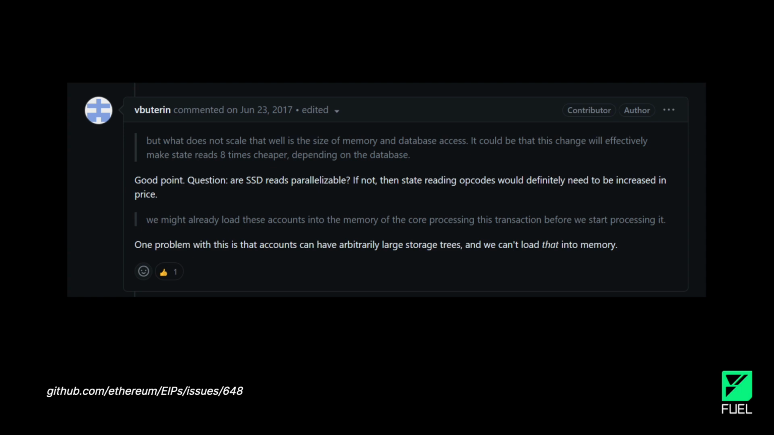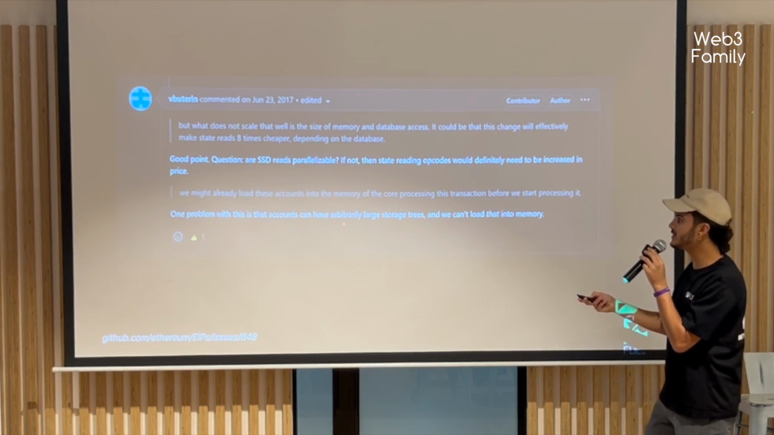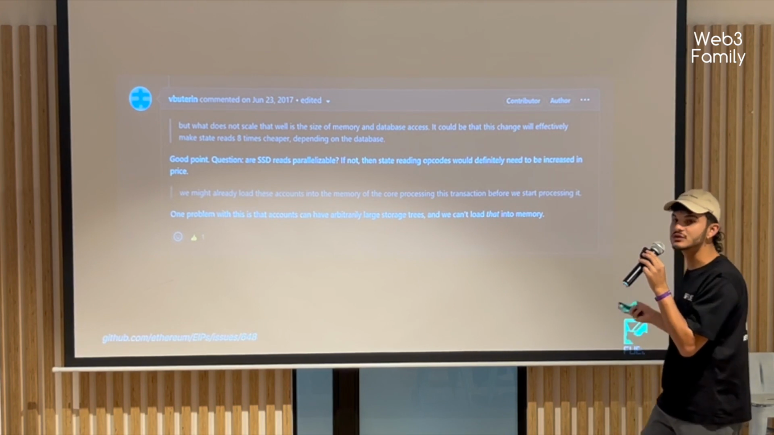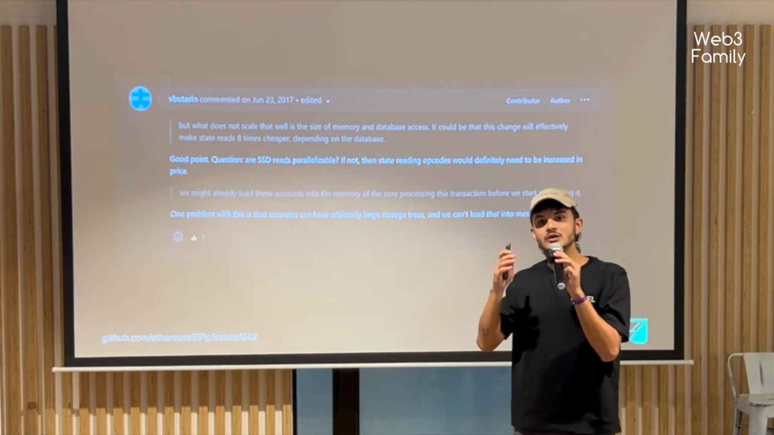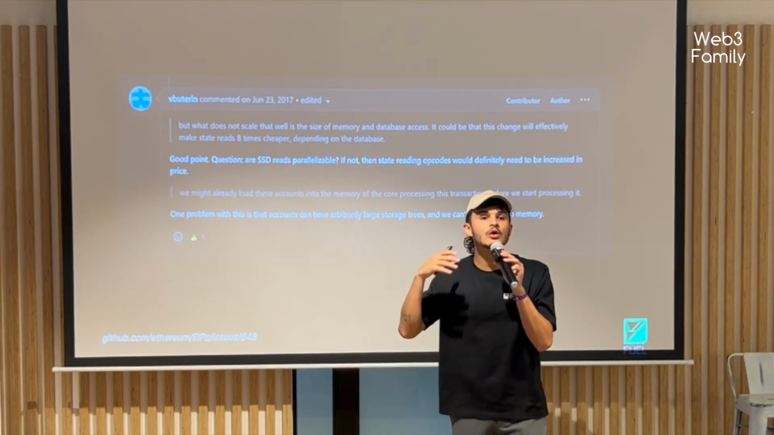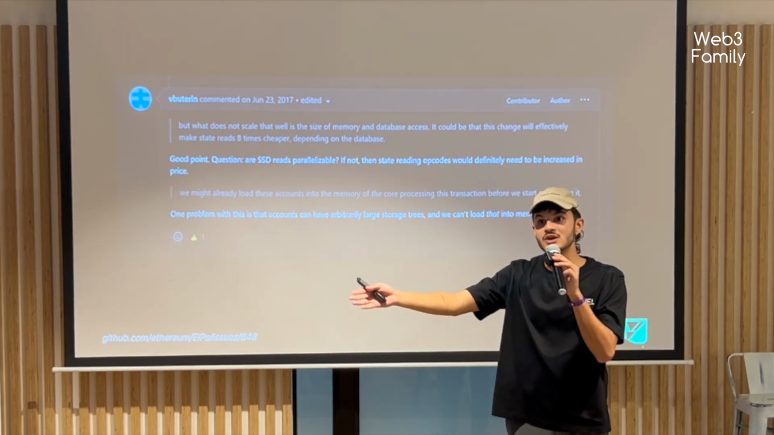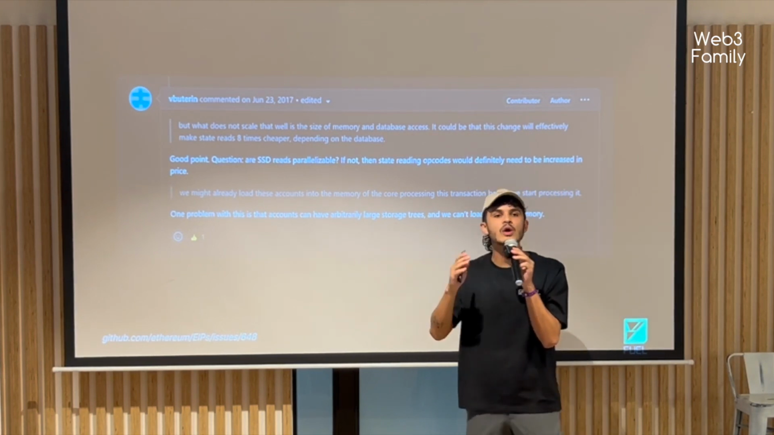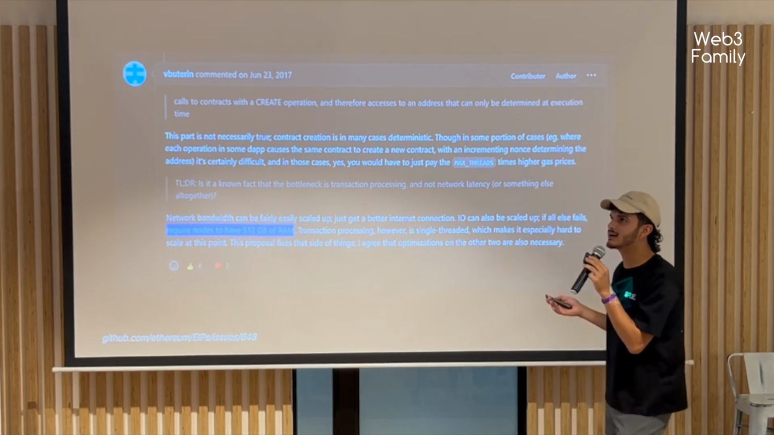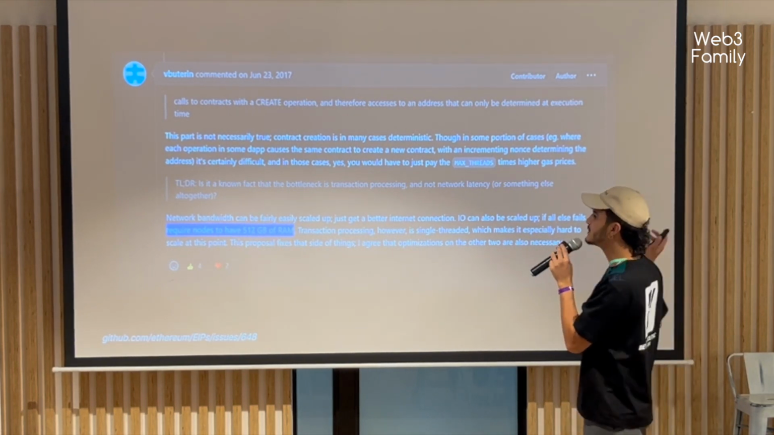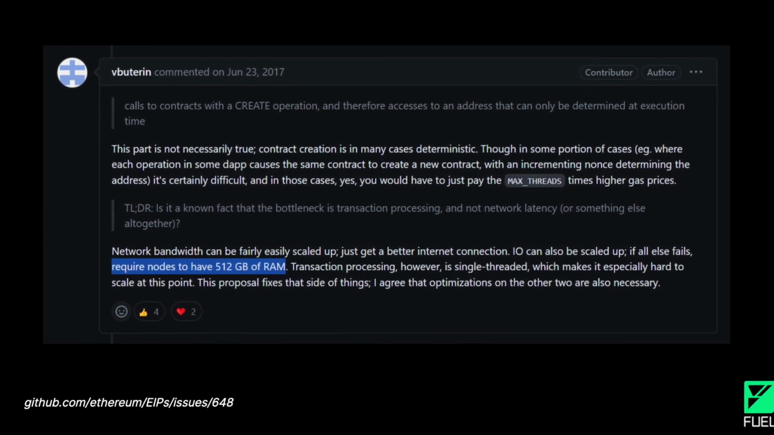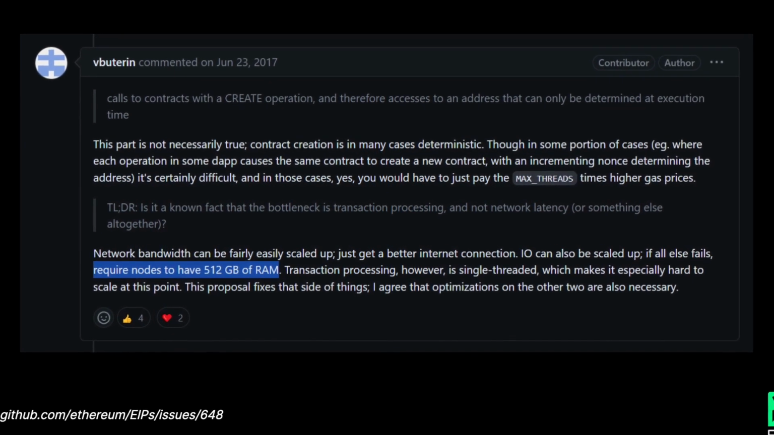One problem with these accounts is that accounts have arbitrarily large storage trees, and we cannot load that into memory. As you might see, when you are trying to validate Ethereum state, you have just the state root. You know that there's information behind that hash, but you don't know whether it's going to be huge or not.